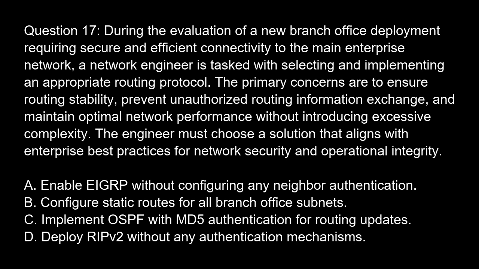Option A. Enable IGRP without configuring any neighbor authentication. Option B. Configure static routes for all branch office subnets. Option C. Implement OSPF with MD5 authentication for routing updates. Option D. Deploy RIPv2 without any authentication mechanisms.